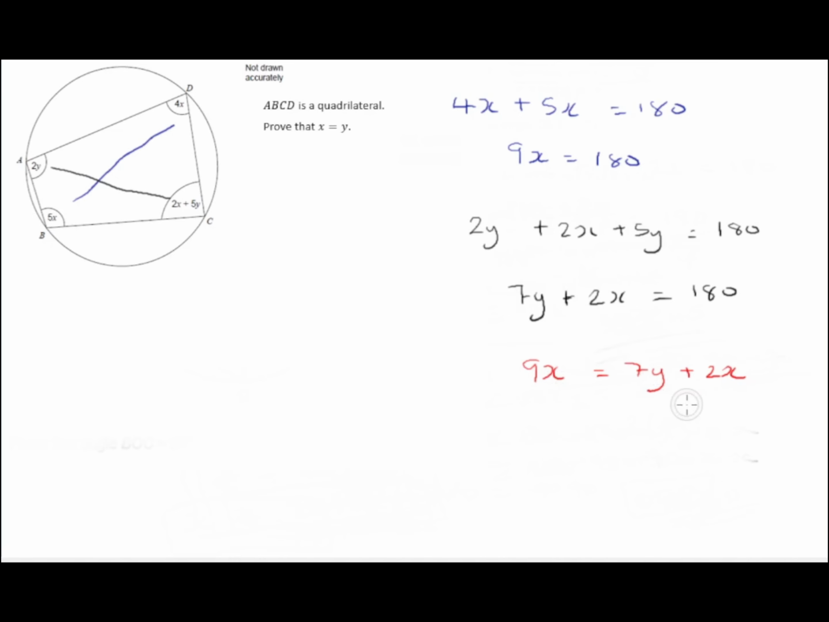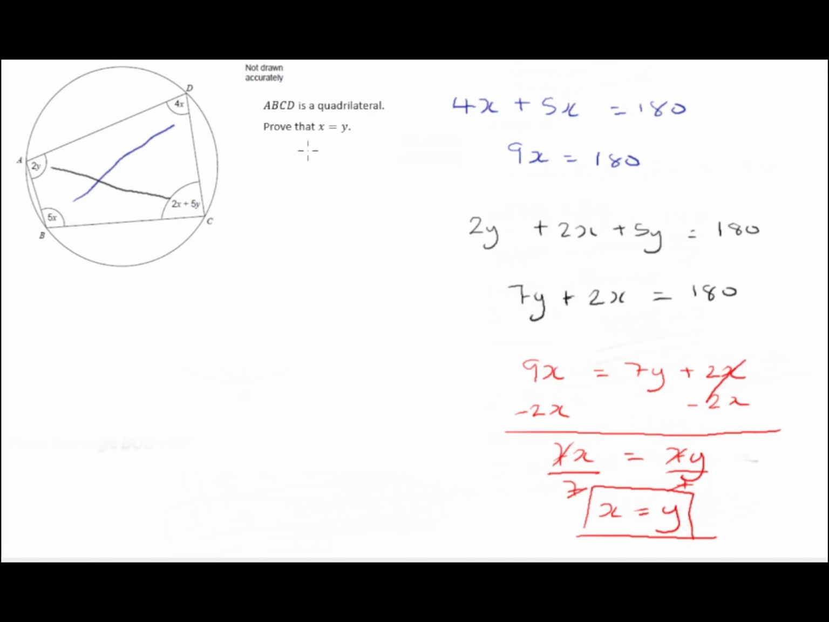Now here we want to get all the x on one side of the equation. So we're going to subtract 2x from both sides. 9x minus 2x, we're left with 7x. And here 2x minus 2x is 0, so we're left with 7y. Now, if we divide both sides of the equation by 7, we realize that x is equal to y. And therefore, we have proven that x is equal to y.